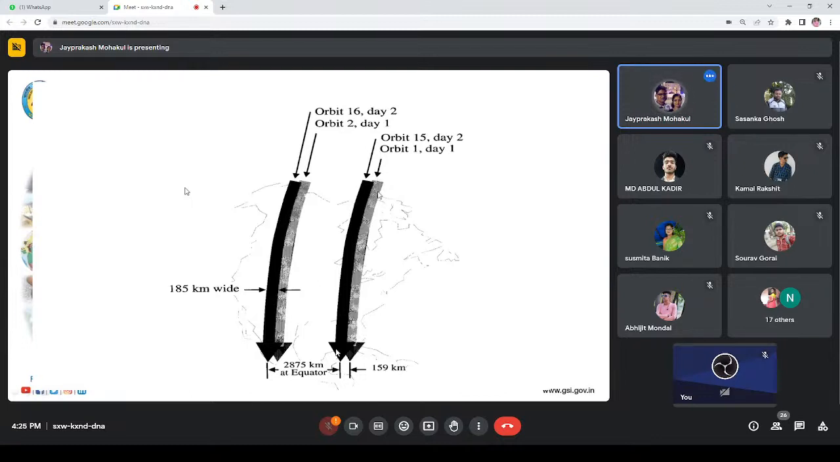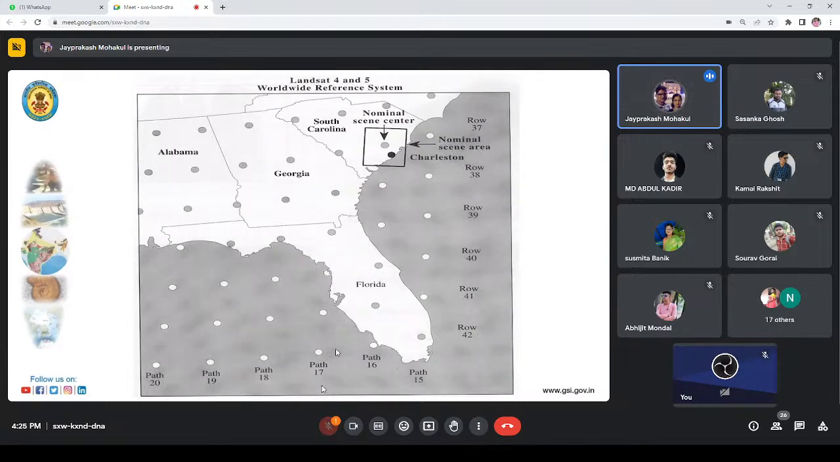So first day one, right? Then this is orbit one, day one, orbit two, day one, right? So day two again, this is the 15th orbit, right? Day two, this is the 16th orbit. So this is how it goes on collecting data from the entire Earth, right? Because there will be an overlap, no? So it goes on collecting data from the entire Earth. Okay.